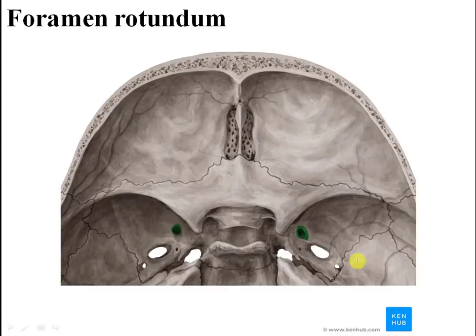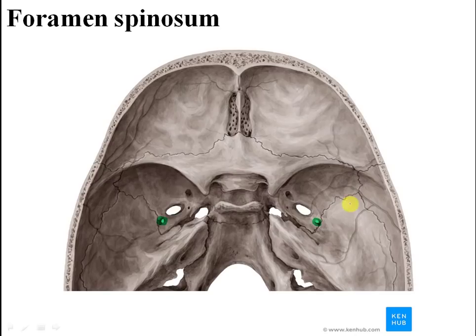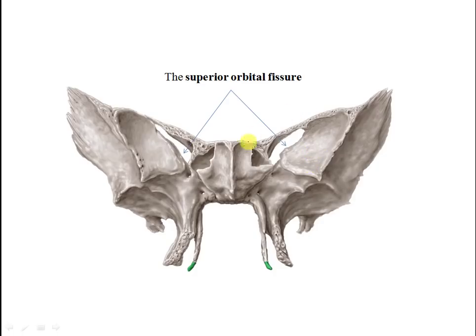Zooming in on the greater wing of sphenoid, here are rotundum, ovale, and spinosum. Deep to the lesser wing of sphenoid, we have a fissure. This fissure leads to the orbit, and it's the superior orbital fissure. It is located between the lesser wing and the greater wing of sphenoid.